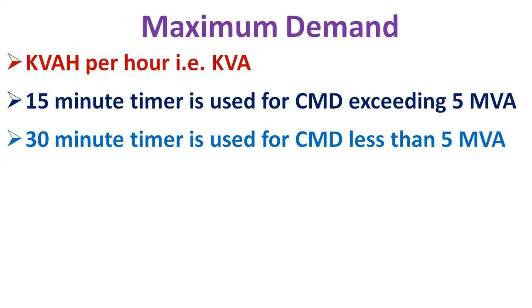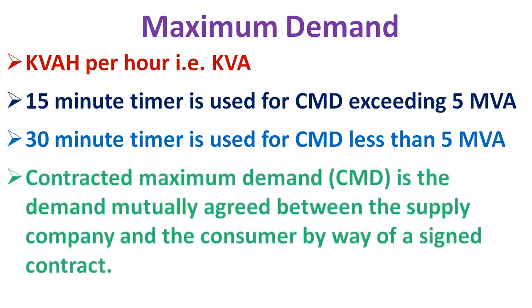Normally, a 15-minute timer is used for a contracted maximum demand exceeding 5 MVA, whereas a 30-minute timer is used for a contracted maximum demand less than 5 MVA. The contracted demand is the demand mutually agreed between the supply company and the consumer by way of a signed contract. This demand forms the basis for working out various capacities for the supply company and the consumer.